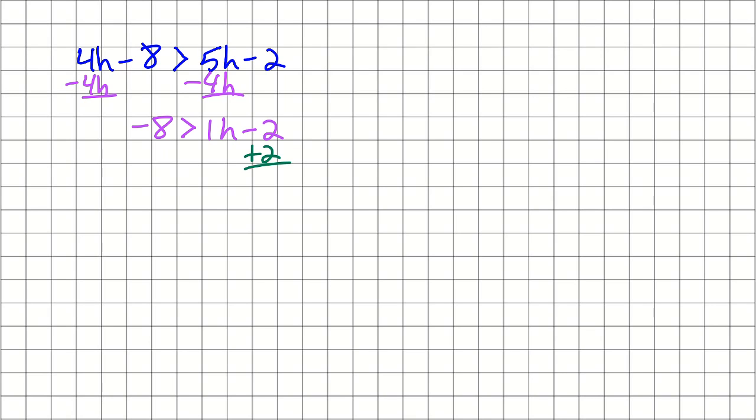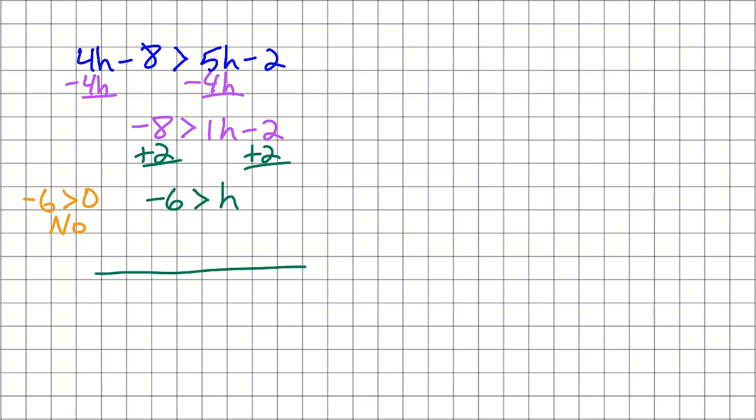Now we add 2 to both sides to get our h term by itself, and we get -6 is greater than h. All right, so now I'm going to do a test point. My test point is going to be 0, so I have -6 is greater than 0. And is that true? -6 is greater than 0? No.